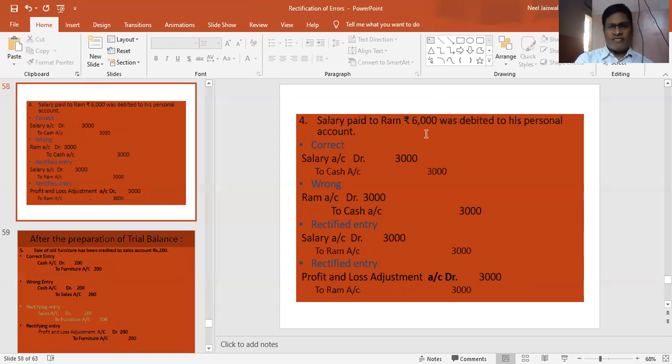Next, salary paid to Ram 6,000 was debited to his personal account. Correct entry: salary to cash. We have done Ram to cash. Rectified entry: salary to Ram. Instead of salary, we will have profit and loss adjustment account debit to Ram.